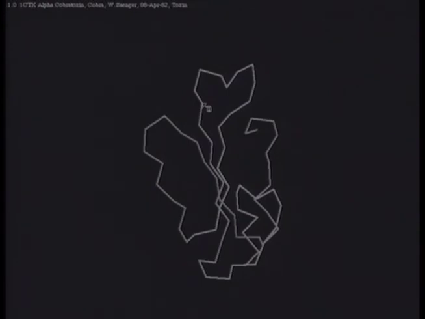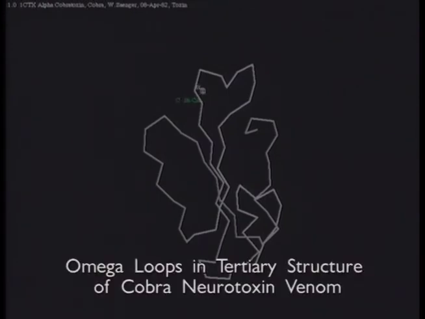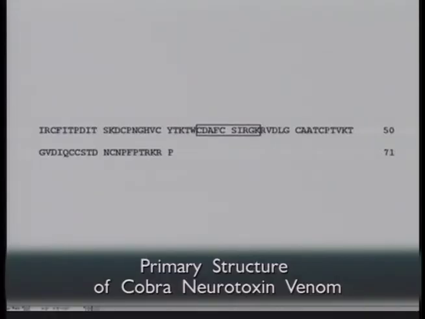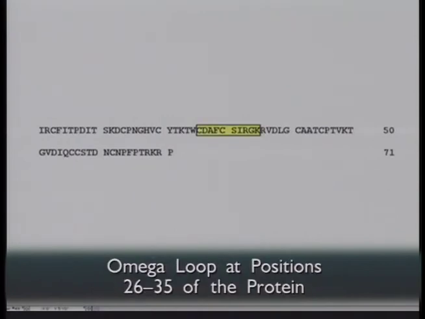Positions 26 to 35 of the 71 residue cobra neurotoxin venom protein form an omega-shaped loop hanging off the main body of the protein into the solvent that surrounds the protein. Genetic programming has also evolved a classifying program for classifying whether a given protein segment is an omega loop.